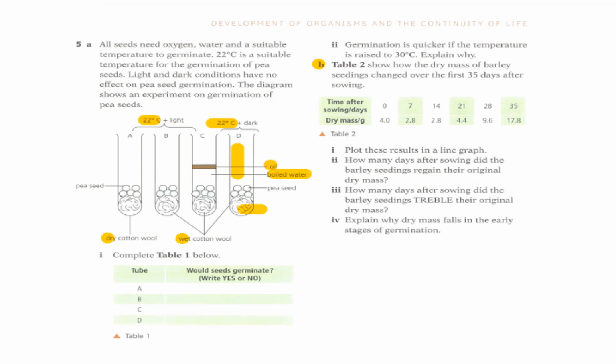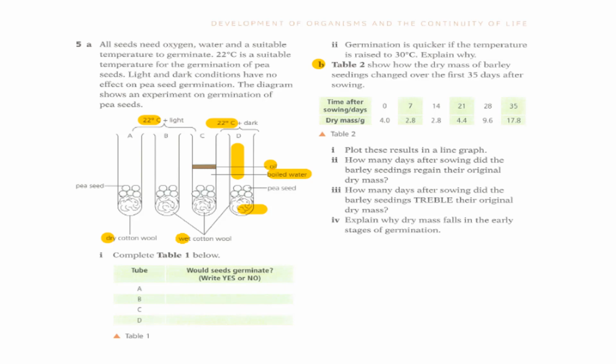Question number 5A. All seeds need oxygen, water, and suitable temperature to germinate. 22 Celsius is a suitable temperature for the germination of pea seeds. Light and dark conditions have no effect on pea seed germination. The diagram shows an experiment on germination of pea seeds.